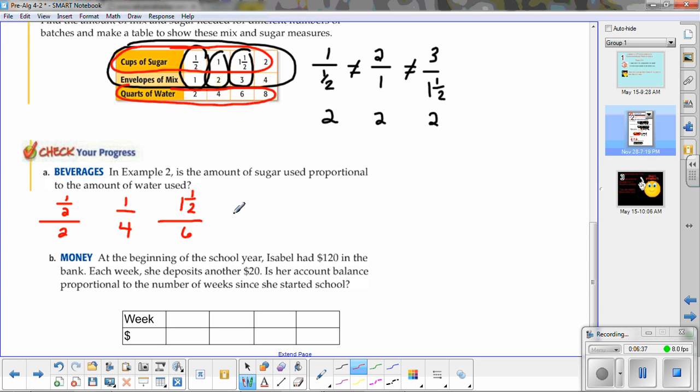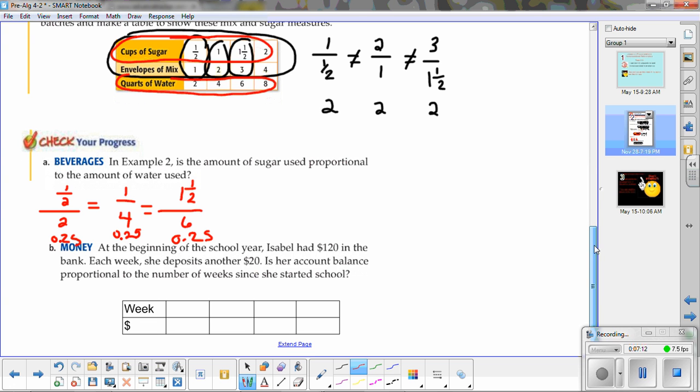Let's just go and see if these are the same thing. 1/2 divided by 2. This right here is 0.25. 1/4 is 0.25. And 1 1/2 divided by 6 is also 0.25. Since these are equal, since those are equal, yes, it is proportional.